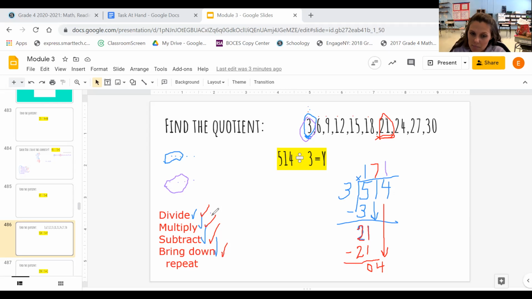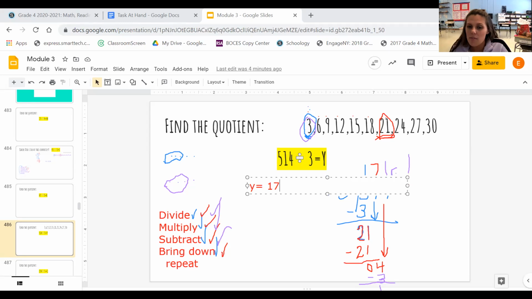That's me dividing. Next, I multiply. 1 times 3 is 3. After I multiply, I'm going to subtract. 4 minus 3 is 1. I can't have 1 cookie and take 3 away. Just doesn't work. I have nothing left to bring down. So that 1 left over is my remainder, giving me a quotient or an answer for y of 171 remainder 1.